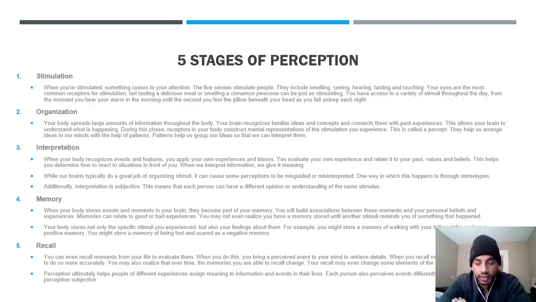What's interpretation? When you're stimulated and you organize, you've seen something. Now you're trying to interpret what it is. So you're seeing a brand new car, an electric car. You're seeing a Tesla for the first time. You look at it and say, wow. Now it has your attention. You're stimulated. Then you organize: look at that car, the shape of that car, what car is that? Then you start interpreting. Oh, is that an electric car?